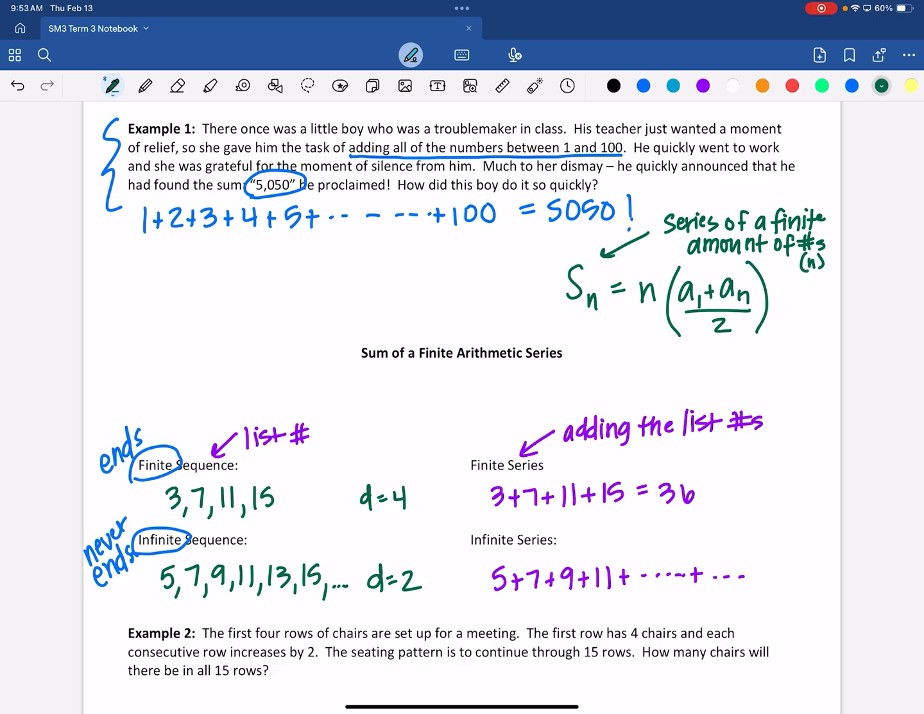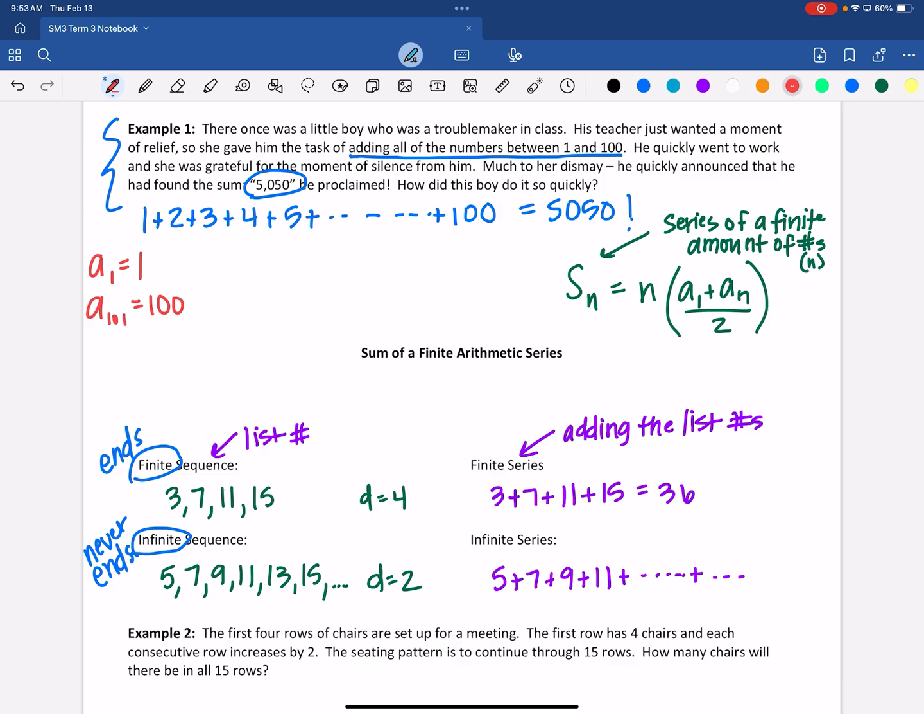This is the formula. So this cute kid, where he was like, oh, I know how to do it. What's his first number in this series? One. What's the last number in this series? 100. Good, 100. How many numbers are there? 100 numbers. Now, actually, I think there's 101, isn't there?